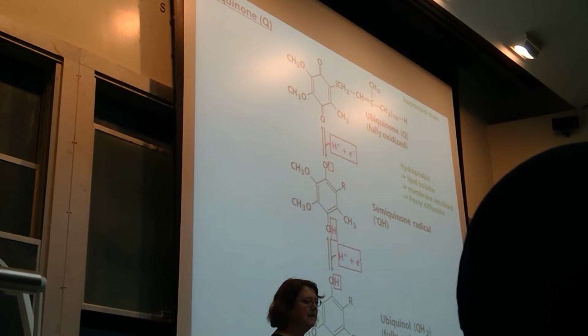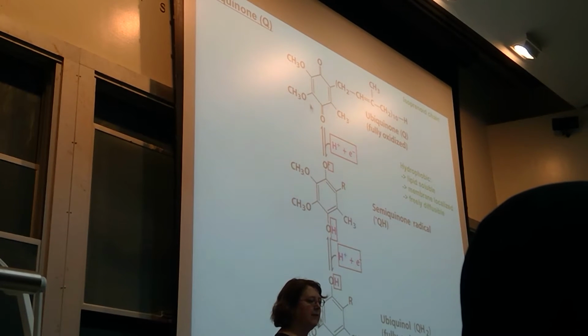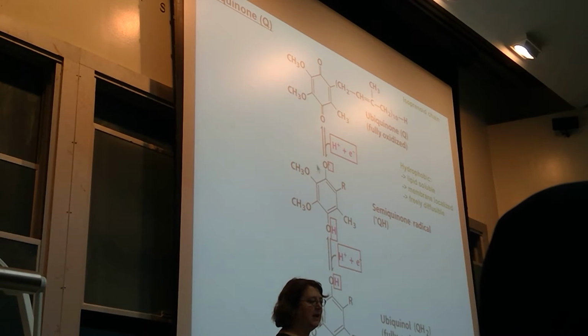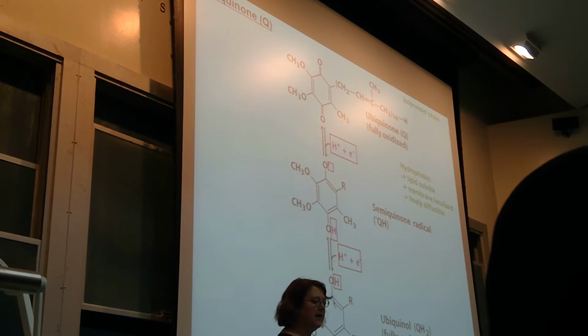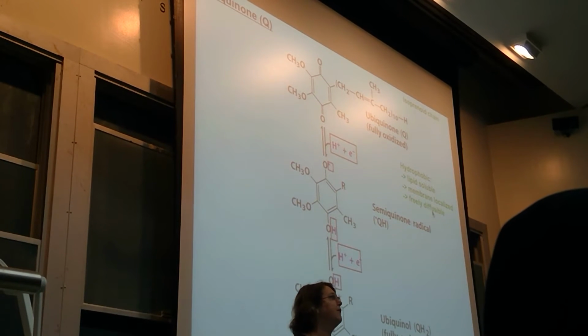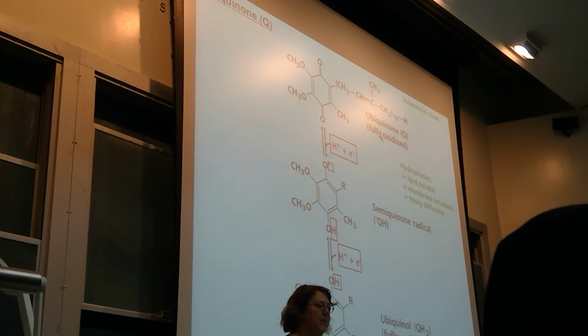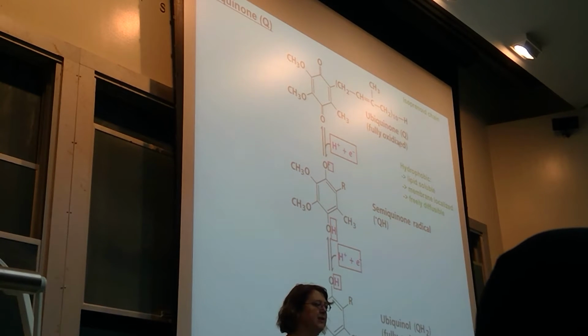And basically for this, I wouldn't have you memorize this whole structure, but if I gave you this part of it, you would need to be able to show me what the radical was and what the fully reduced form was. And then these are the really important features of this molecule. The reason this is so lipid soluble, a really important feature, is that it has this nice isoprenoid chain.